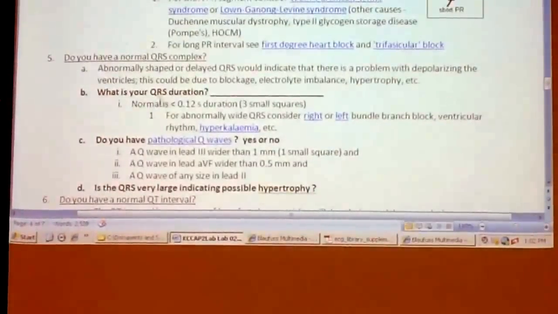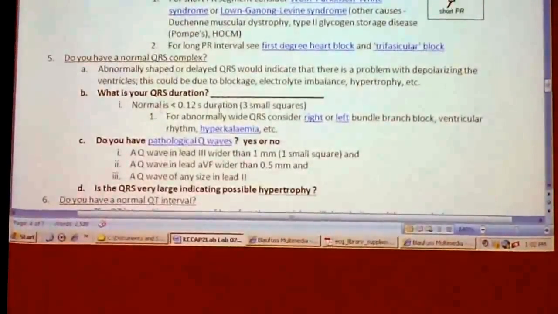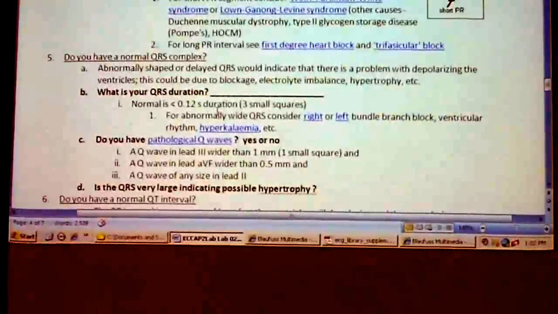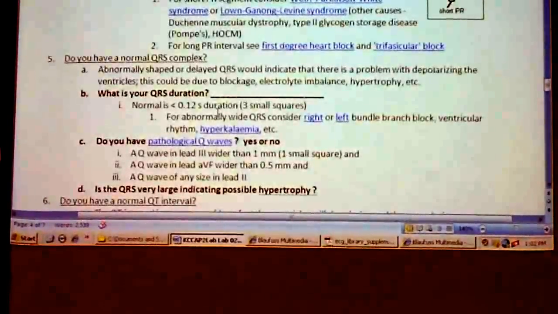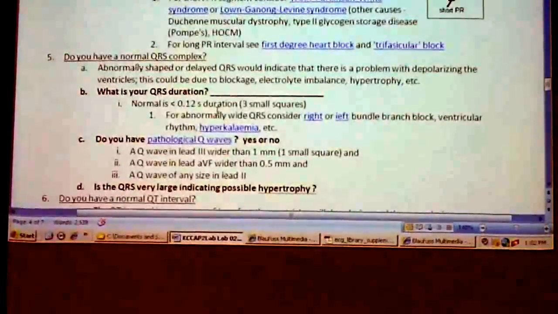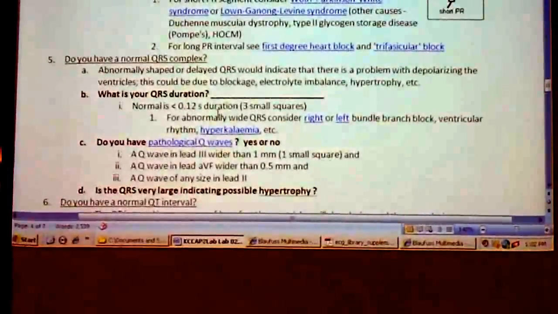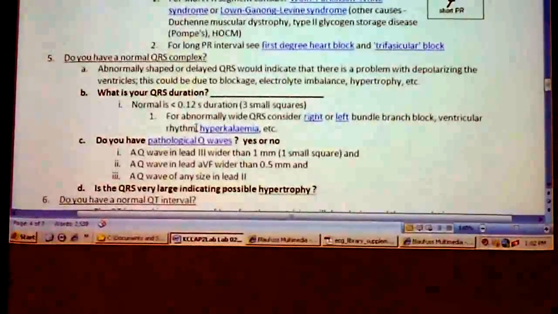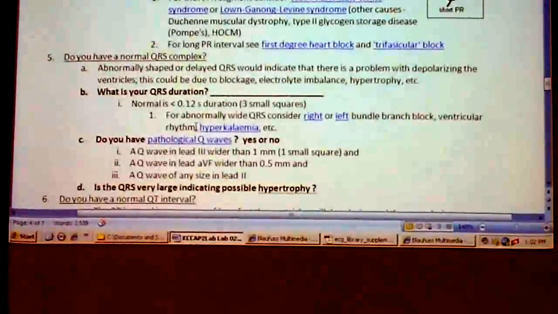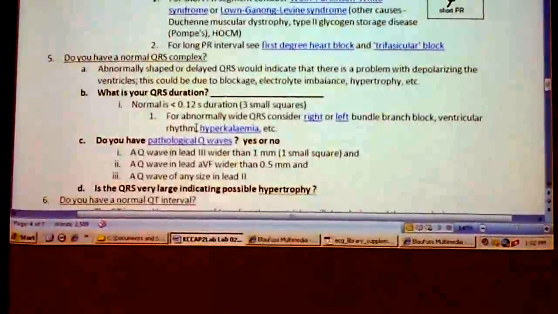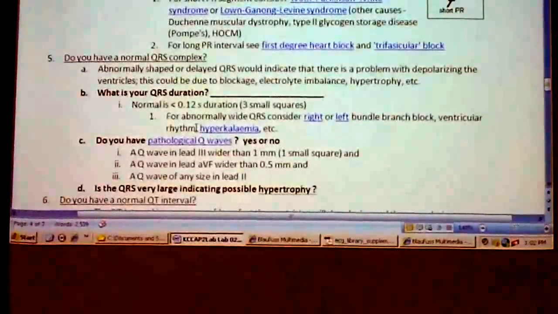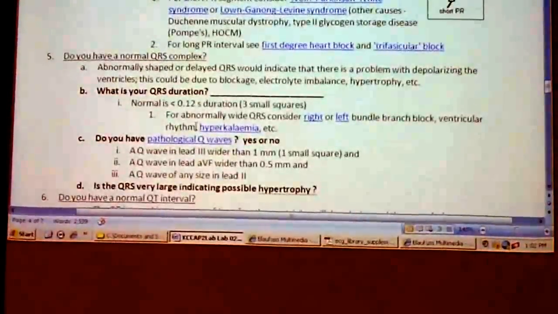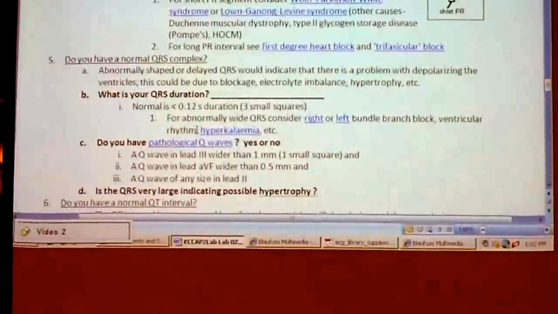So what you're going to do is look at your QRS duration. Again, you're going to look at the number of small squares from the beginning of the Q to the end of the S, and you're hoping that it's less than 0.12 seconds. Since each small block is 0.04 seconds, what you really mean is you would like to have less than 3 small squares between the beginning of the Q and the end of your S.